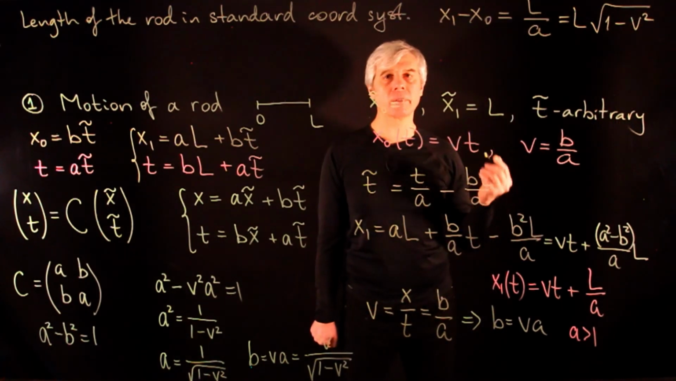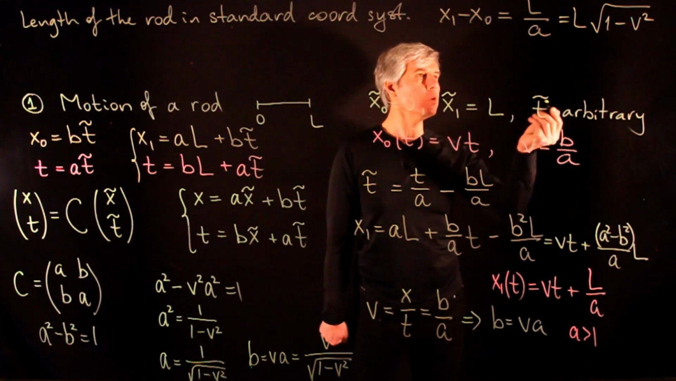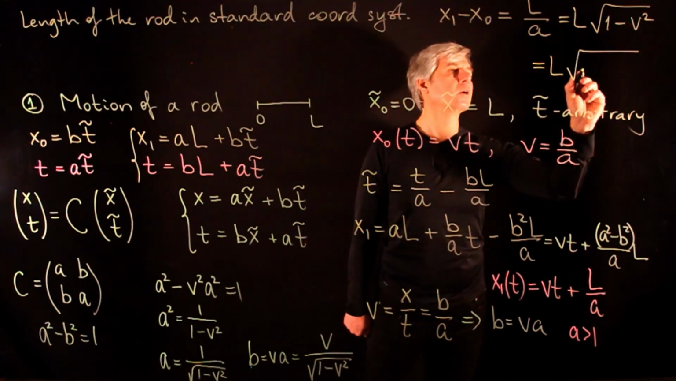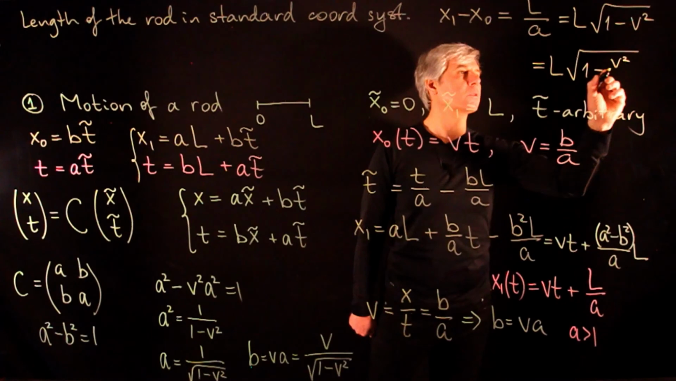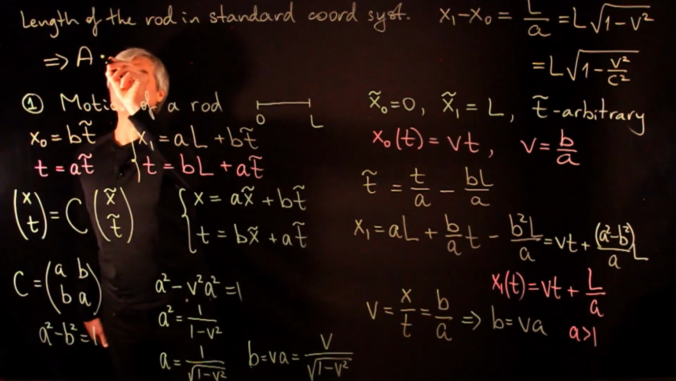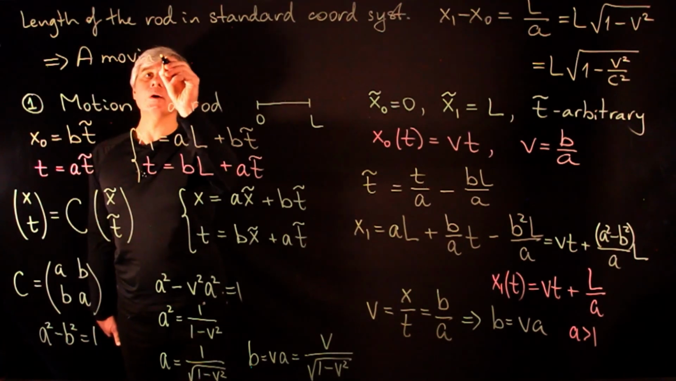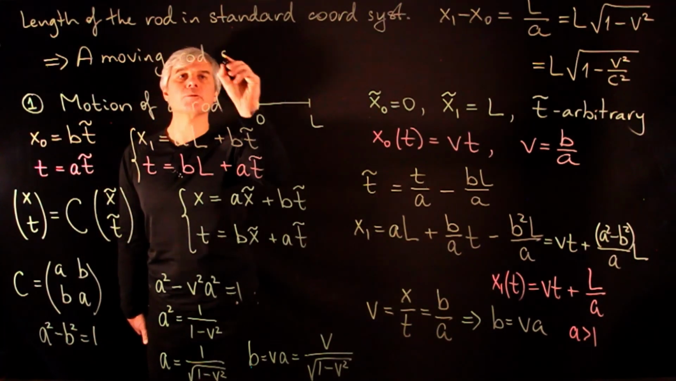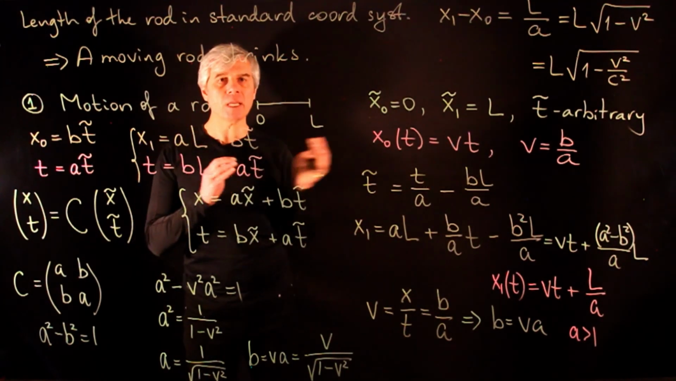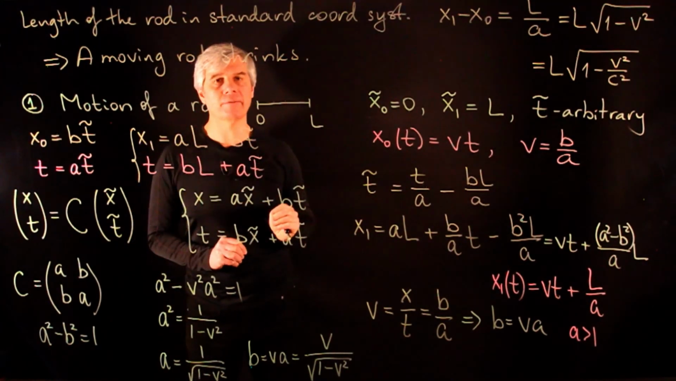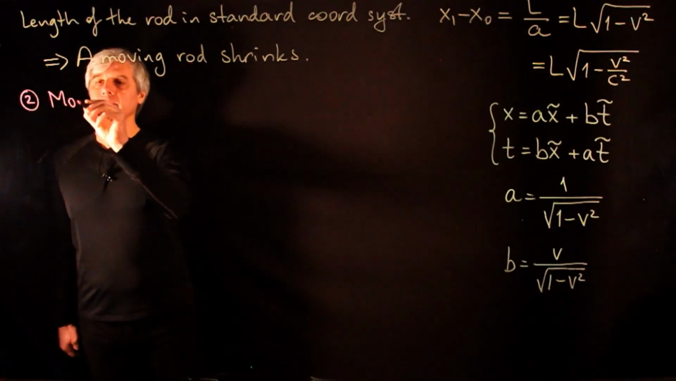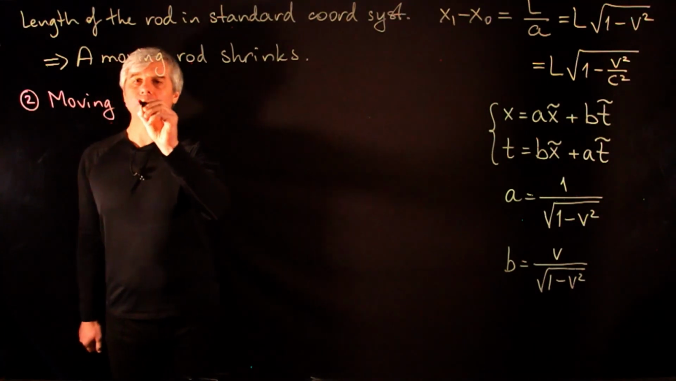Or if we use the units where the speed of light is not equal to 1, then this formula becomes L times the square root of 1 minus v squared over c squared. And the conclusion is that a moving rod shrinks. So it gets shorter. And it shrinks in the direction of the travel. As our next example, let us look at a moving alarm clock.